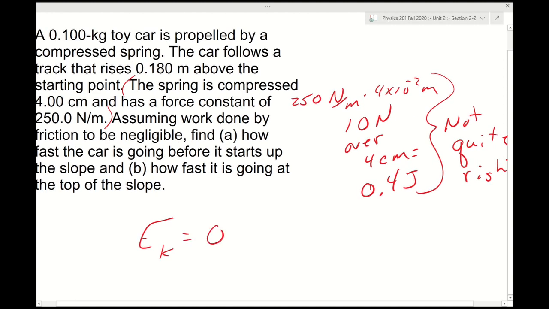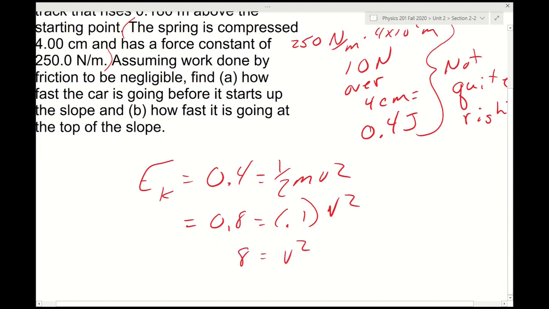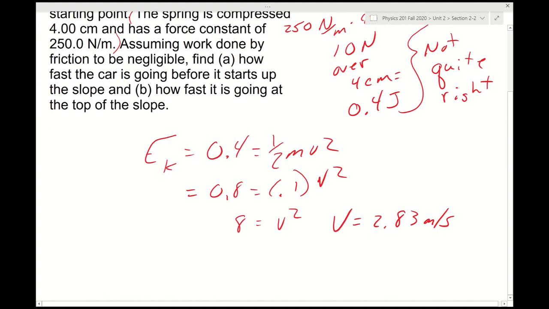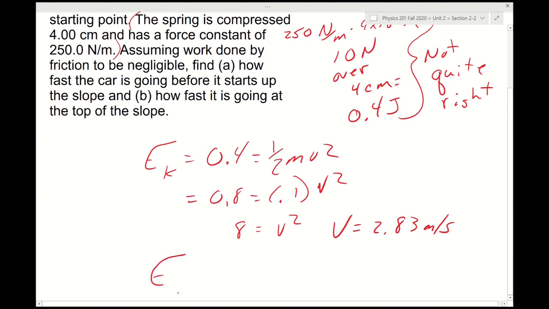All right, if we say that's 0.4 joules, which is 1/2 m v squared, then we have 0.8 joules is equal to 0.1 v squared. So 8 is equal to v squared, and that leaves v to be about 2.83 meters per second. It rises 0.18 meters. So m g h is 0.1 times 9.81 times 0.18.